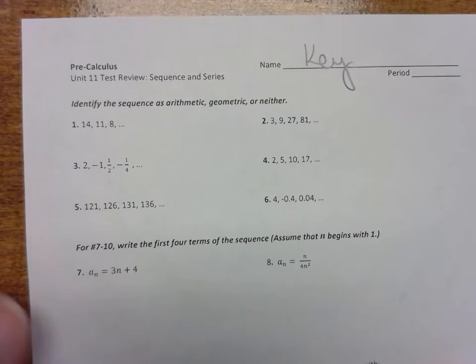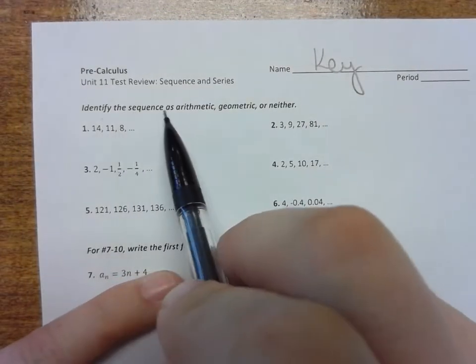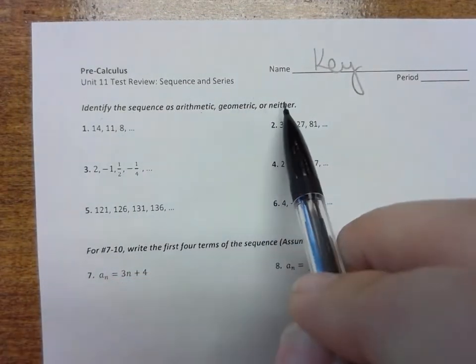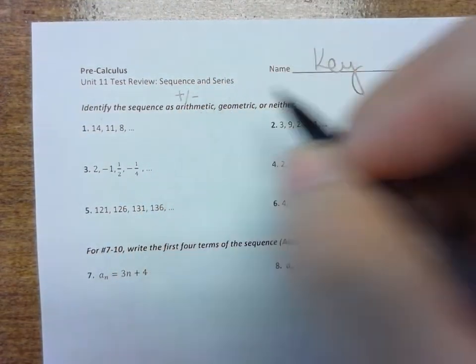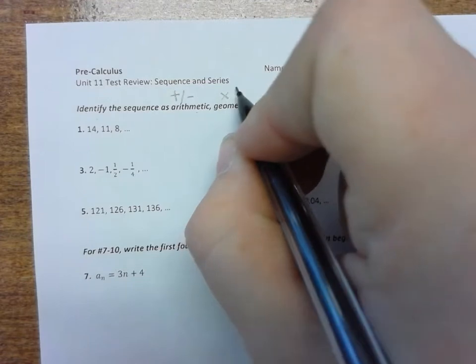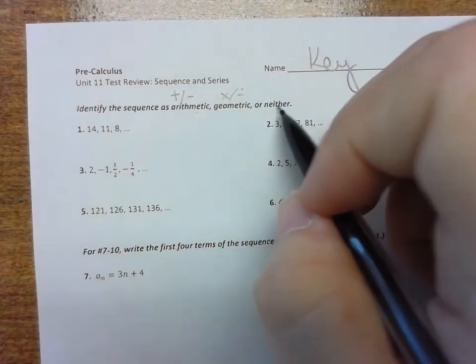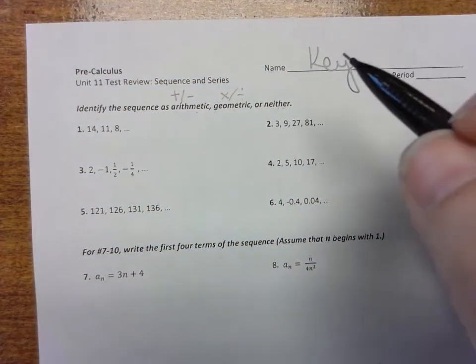All right, so we need to identify the sequence as arithmetic, geometric, or neither. Remember, arithmetic, you're adding or subtracting a number each time. Geometric, you are multiplying or dividing each time. Neither means that there may be a pattern, but we just don't know what it is.